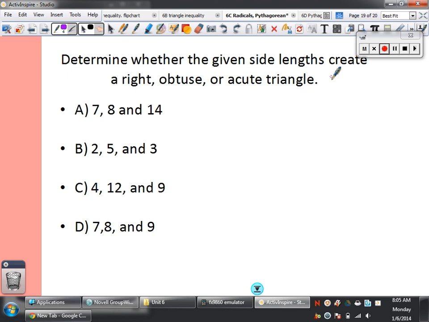Let's take a look at this. We can also determine, given sides, whether or not a triangle is obtuse or acute. So now we have three choices. Is it right? If it's right, they're going to be equal. If it's obtuse, then the legs will be less than the hypotenuse. If it's acute, the legs will be greater than the hypotenuse. So all we do, it's pretty simple. You just set this up, the two smaller sides squared. And then I like to put an empty circle where I'm going to put either equal, less than, or greater than.